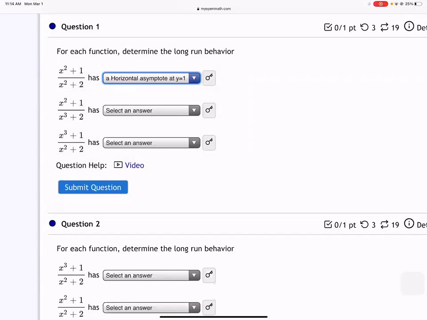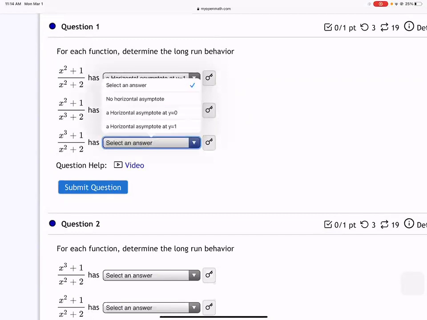Look at the second problem. Is the top bigger or the bottom bigger? You can see that the bottom is bigger, we're going to be at 0. And the third one, is the top bigger or the bottom bigger? If the top is bigger, we have no horizontal asymptote, no horizontal asymptote.